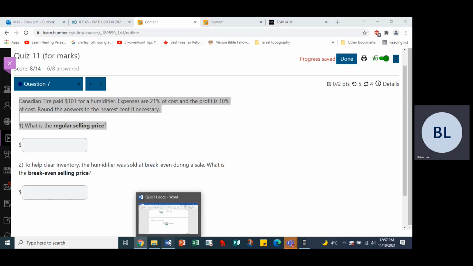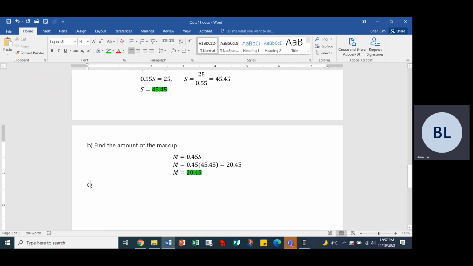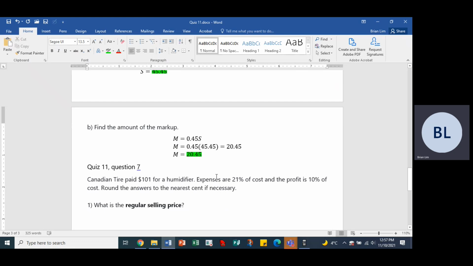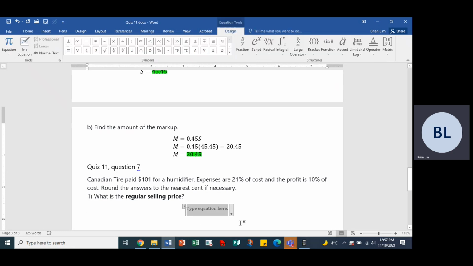Okay, so quiz 11, question 7. All right, what is the regular selling price? Okay, so which formula do we use? Well, you've seen these before. The selling price is equal to what? The cost plus the expenses plus the profit. All right, good.